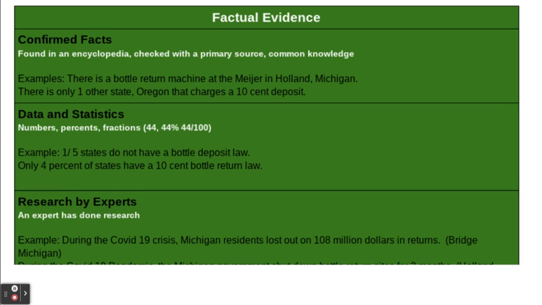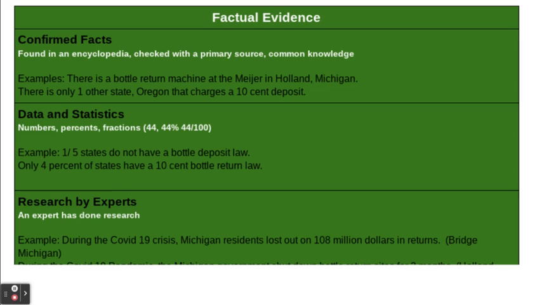There's only one other state, Oregon, that charges a 10-cent deposit. I looked at a can of Coke and it said Michigan 10 cents, Oregon 10 cents. Those are the only two states that charge a 10-cent deposit when you buy a can. It's a confirmed fact. You can look right at the can or the bottle and see that.